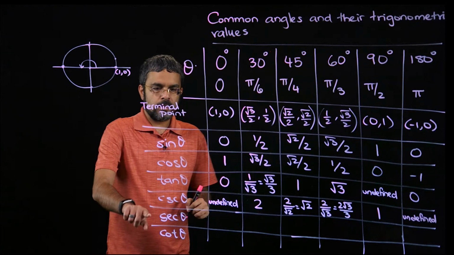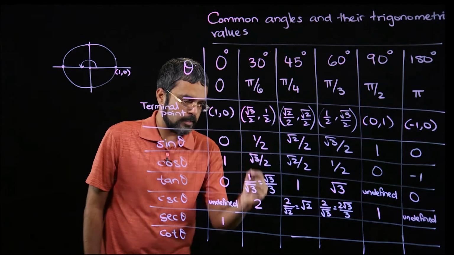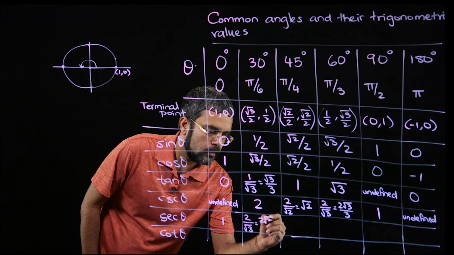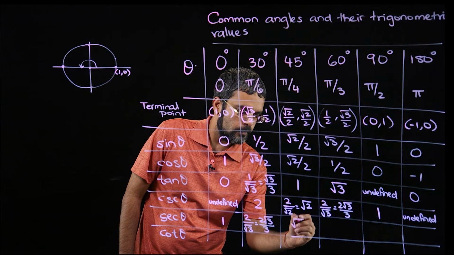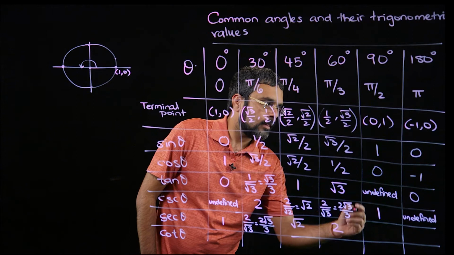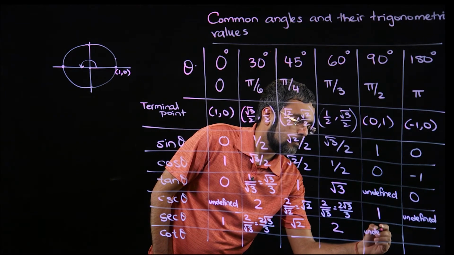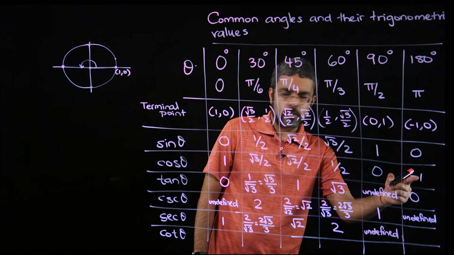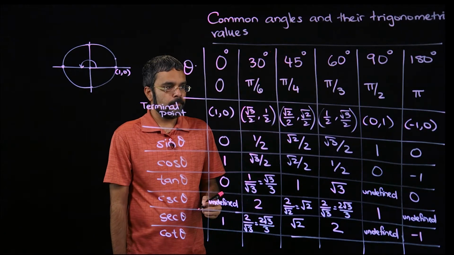Okay? Secant theta is 1 over cosine theta, so 1 divided by 1 is 1. This is going to be 2 over root 3, or 2 root 3 over 3. Okay. This is root 2. This is going to be 2. And this is going to be 1 over 0, which is undefined. Okay. And then secant of pi is going to be negative 1 again.